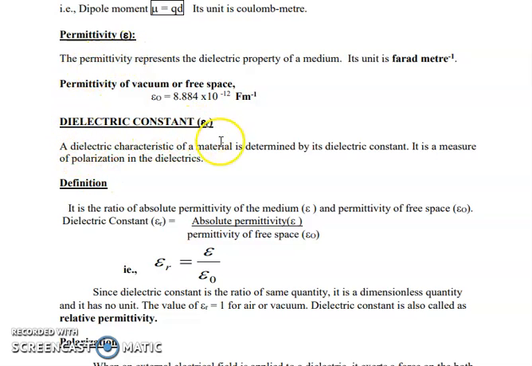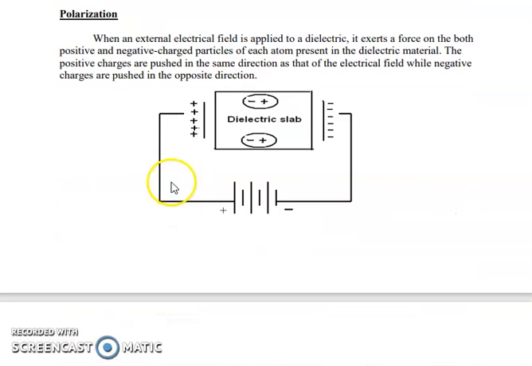The dielectric constant epsilon r is actually a measure of polarization in the dielectrics. So let us see what is polarization in dielectrics. Let me consider this diagram. Let us consider a dielectric slab in between the two parallel plates of a capacitor. Now let us connect a battery across the two parallel plates of the capacitor.